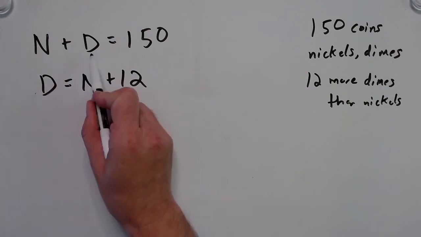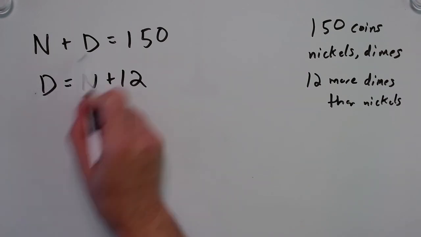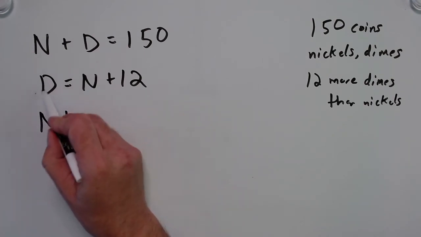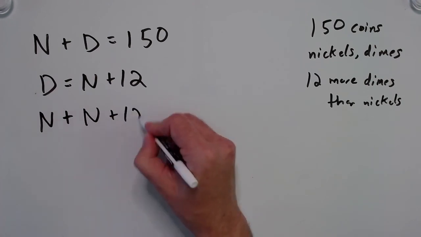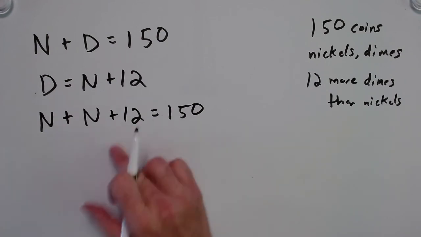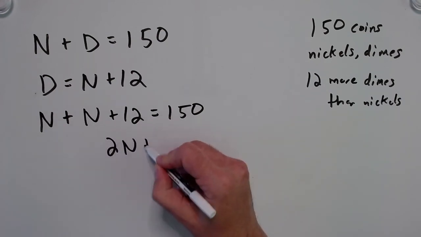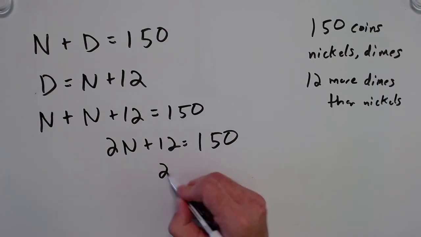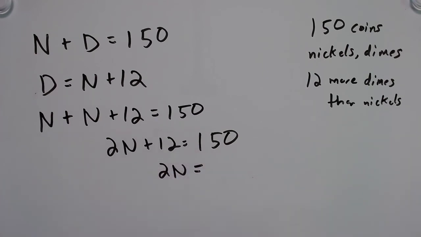So here, I see a nice easy substitution. I'm going to take this d and replace it up here. So we're going to write this as n plus whatever d is. So this is n plus n plus 12 equals 150. We're going to simplify, 2n plus 12 equals 150. Subtract 12 from both sides. 2n equals 138. Now we'll divide both sides by 2. Way down here, the number of nickels equals 69.